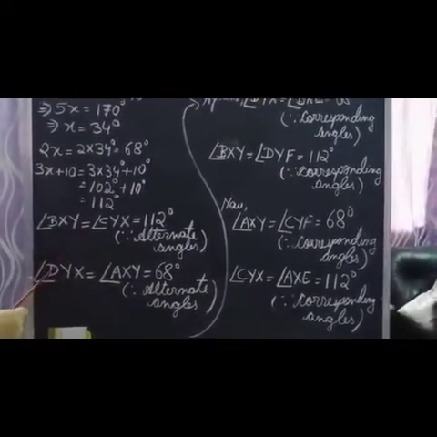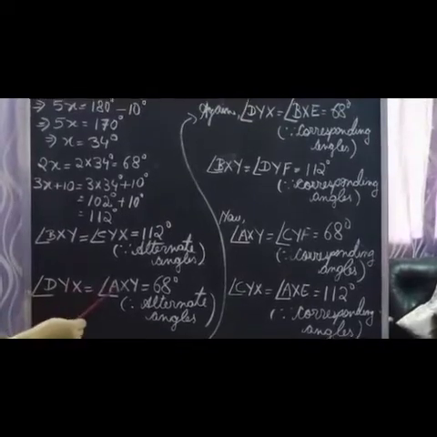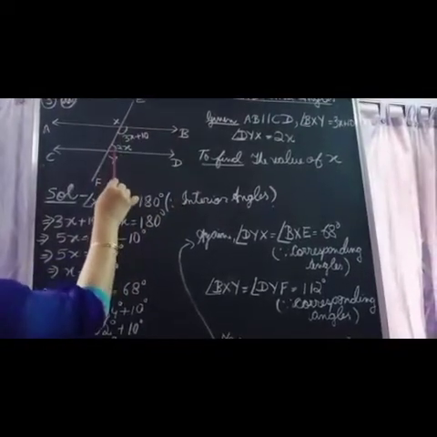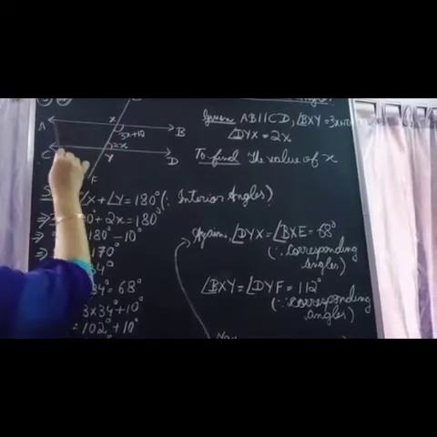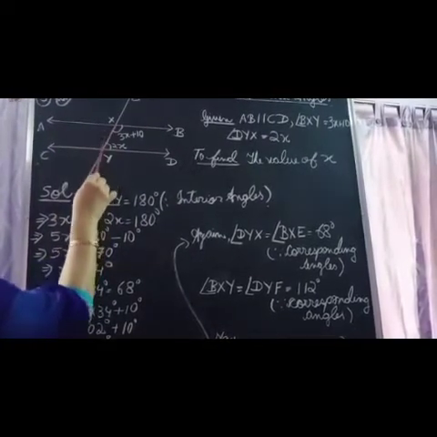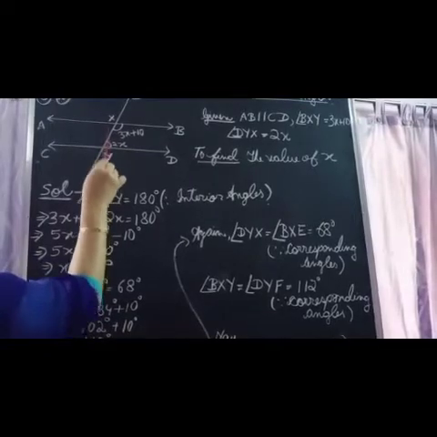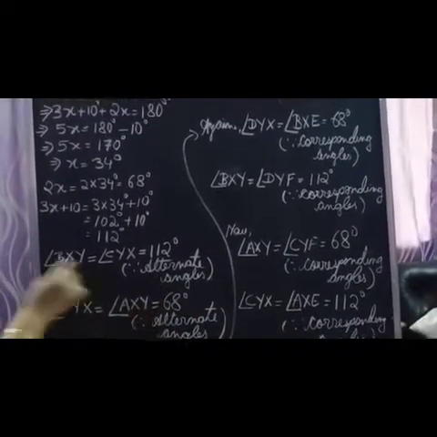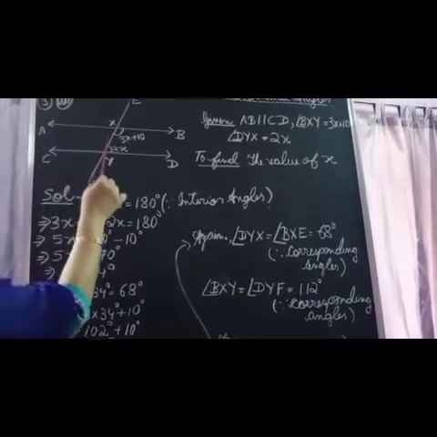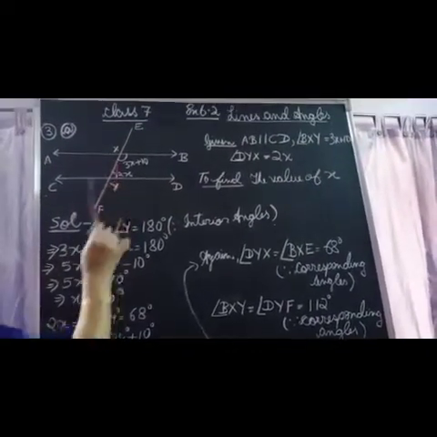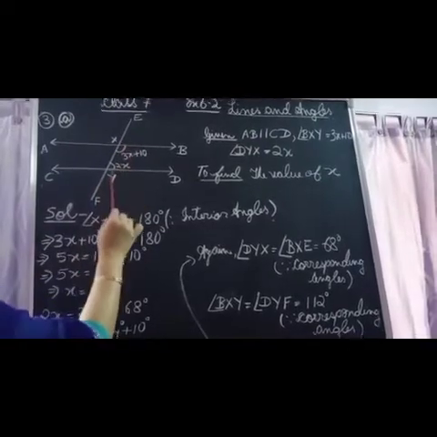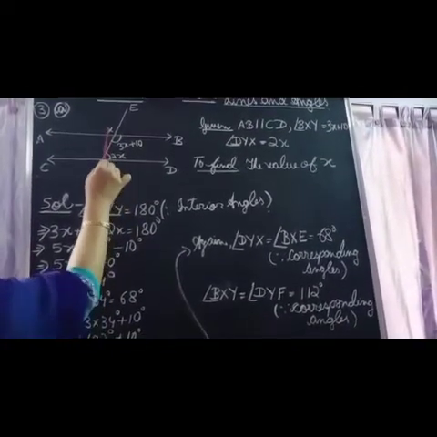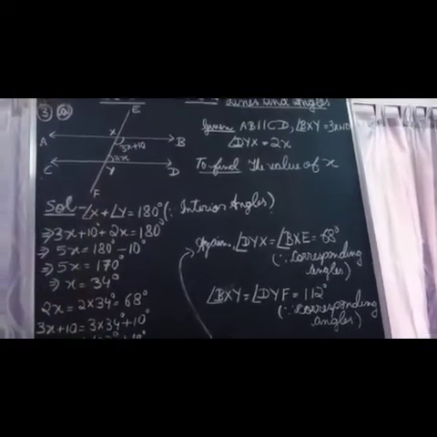Now again angle DYX is equal to AXY. So DYX, this angle is equal to this AXY angle. So again these two angles are alternate angles and this is equal to 68 degrees. So we have found out these alternate angles. Now let us find out turn by turn about these exterior angles. So interior angles we have found out. Now let us find out the exterior angles.